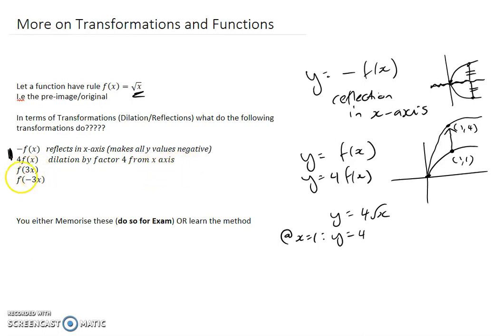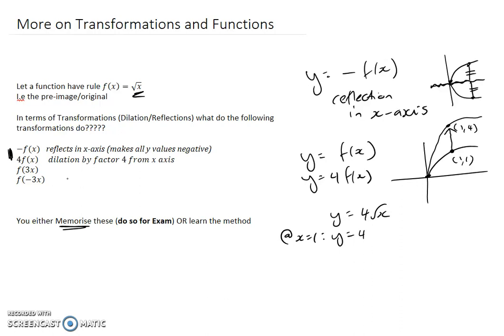Now these ones here you can just memorize, and I probably recommend that you do memorize them. If there's a 3 inside the brackets, it turns out to be a dilation by a factor of a third from the y-axis. And then if it's a negative inside the brackets, it's a reflection in the y-axis. But I'm going to show you the method, the formal method as well, if you can't remember that.